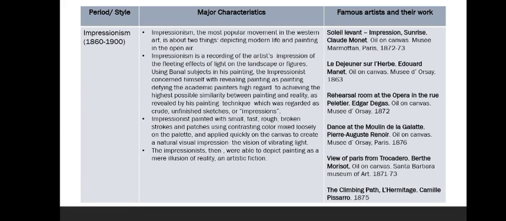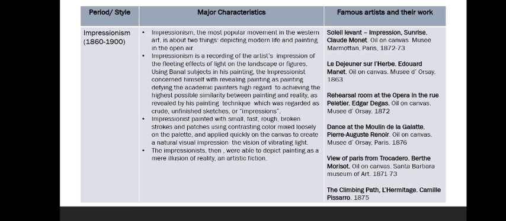Next is the Impressionism period, which took place during the 1860s to 1900s. The major characteristics of this period are: Impressionism, the most popular movement in Western art, is about two things: depicting modern life and painting in the open air. Impressionism is a recording of the artist's impression of the fleeting effects of light on the landscape or figures. Using banal subjects in his painting, the Impressionist concerned himself with revealing painting as painting, defying the academic painter's high regard for achieving the greatest possible similarity between painting and reality, as revealed by his painting technique, which was regarded as crude, unfinished sketches, or what they called impressions.